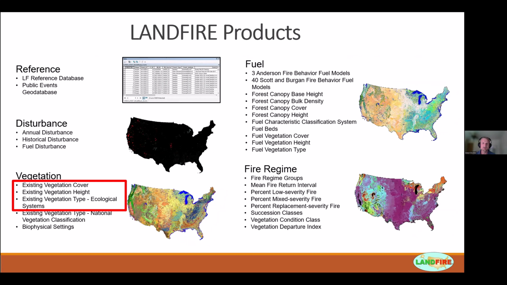So although we have a lot of products, don't think that they're independent or separate, because there's a lot of interconnections. The reference and disturbance products are used to build the vegetation products, which then are in part used to build the fuels and fire regime products, as I mentioned. So I just wanted to give an overview of LANDFIRE and then what we're going to be looking at today, but also that there are important connections.